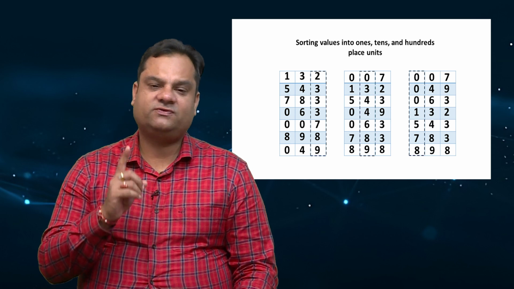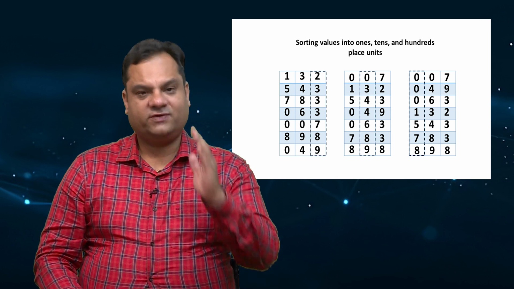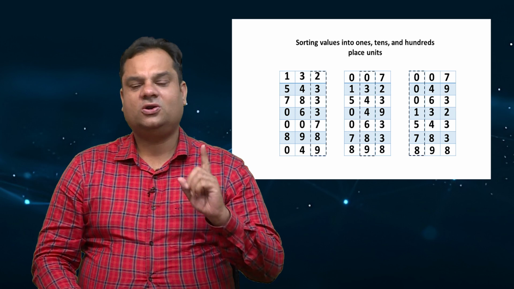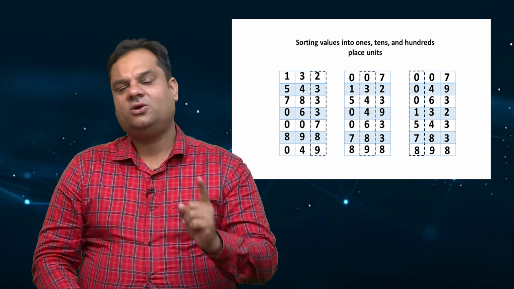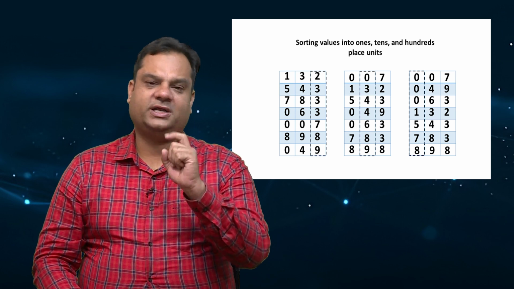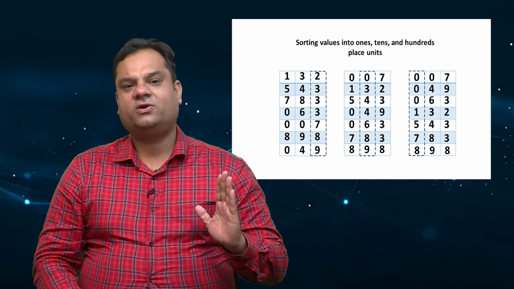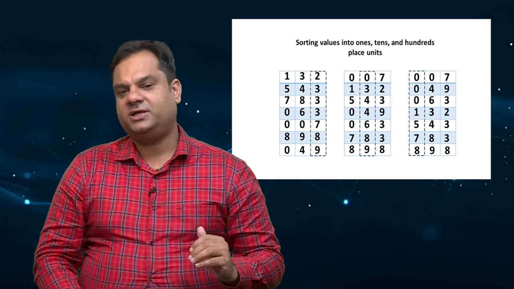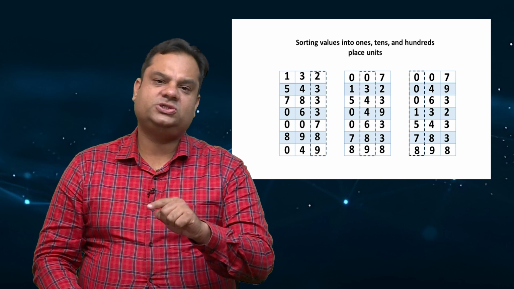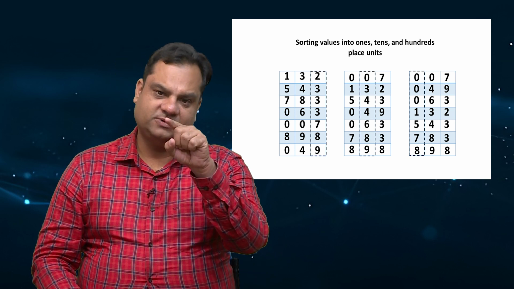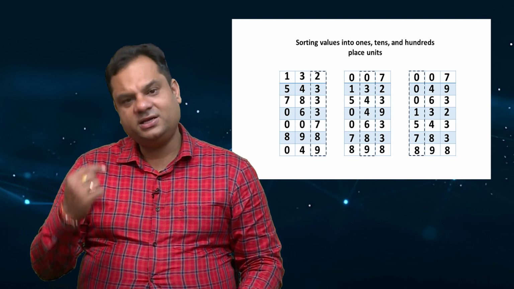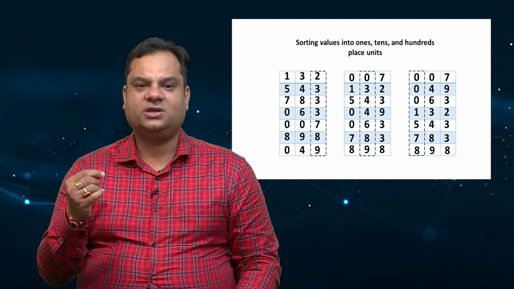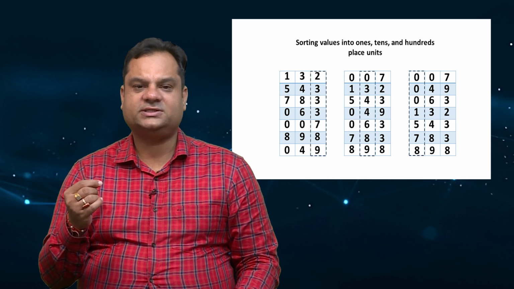Once you have completed the ones place, you have sorted your data by the ones place. Now go for the second table. Here you focus on the tens place data. Don't go for the ones place or the hundreds place. Focus on the tens place data. Now again rearrange your data as per the tens place order, in sorted format, starting from 0, 3, 4, 4, 6, 8, 9.